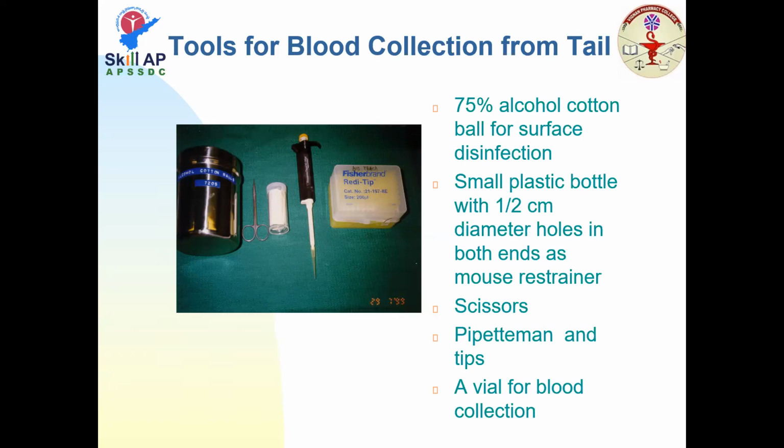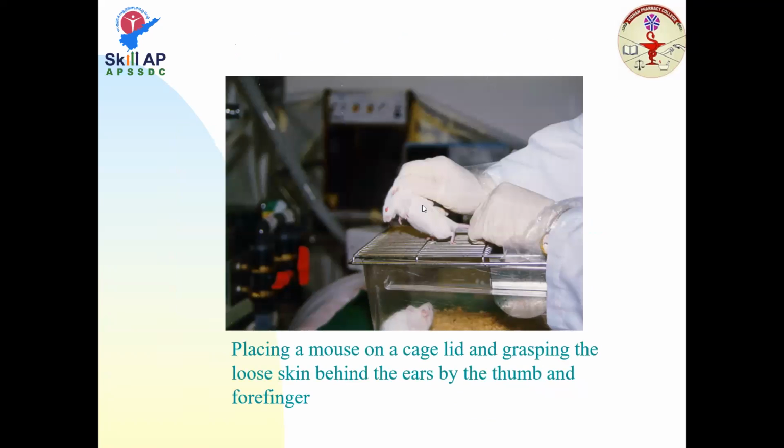Next are scissors for cutting the tail, a pipette for collecting the blood, and a vial for blood collection. We will hold the mouse like this as we collect blood from the tail.